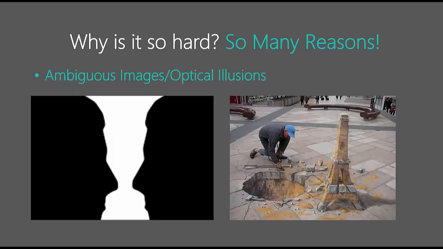And finally, we have ambiguous images or optical illusions. This here is a sidewalk drawing. It's not actually a real tower and a hole in the pavement. And this here is a very common optical illusion where you can either see two faces or a vase.